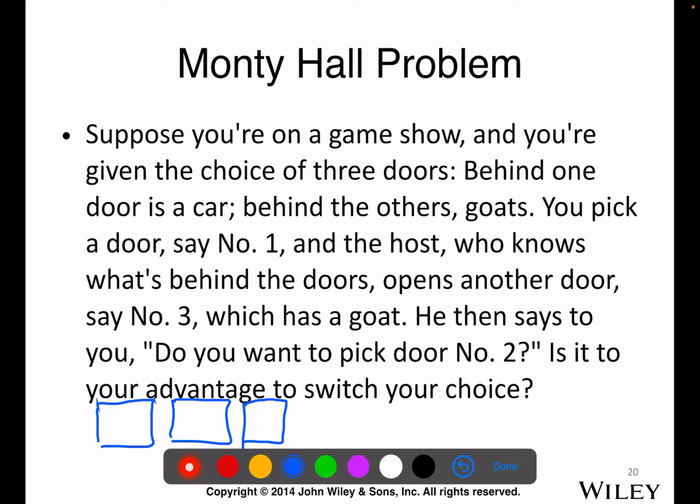And behind 2 of them is a goat, and behind 1 of them is a car, right? And the contestants don't know which one has a car and which one has a goat, right? So the contestant picks one of the doors. So let's say this is door 1, door 2, and door 3. So let's say the contestant picks door 1, right?